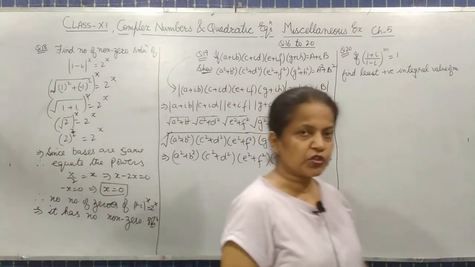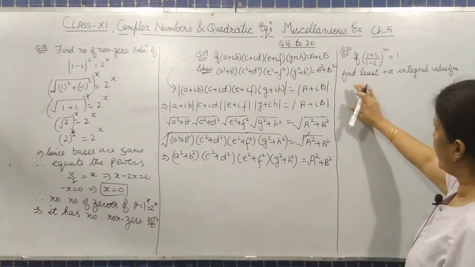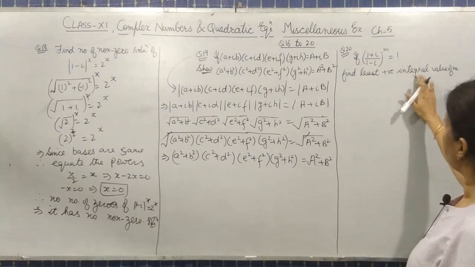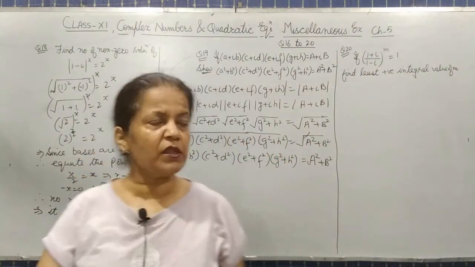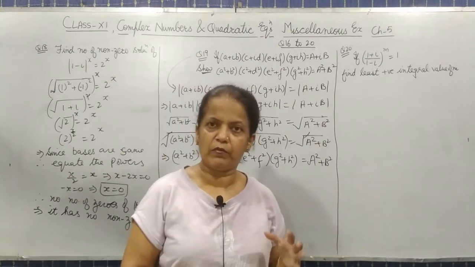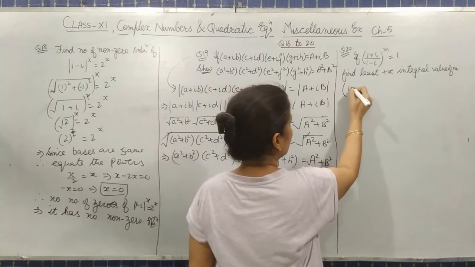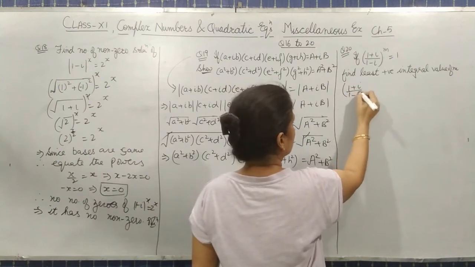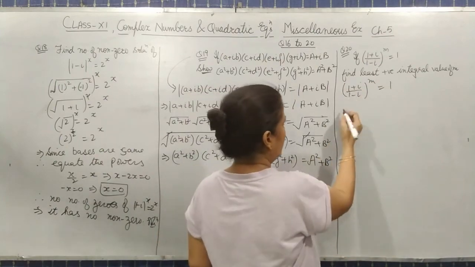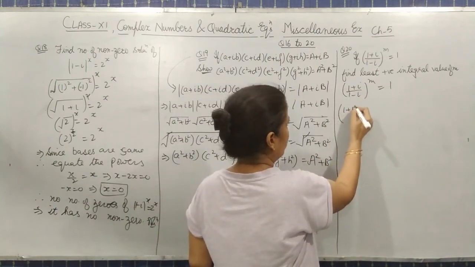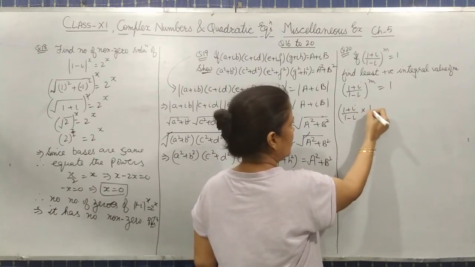Come to the last question of this miscellaneous. It is given if this equals to 1, find the least positive integral value of m. सबसे कम से कम आपको value of m you have to find out. So from here, this is given like this equals 1. So we will do it by removing the sign of the iota from the denominator.